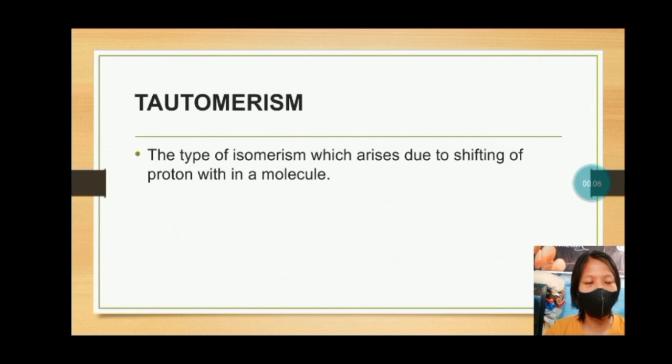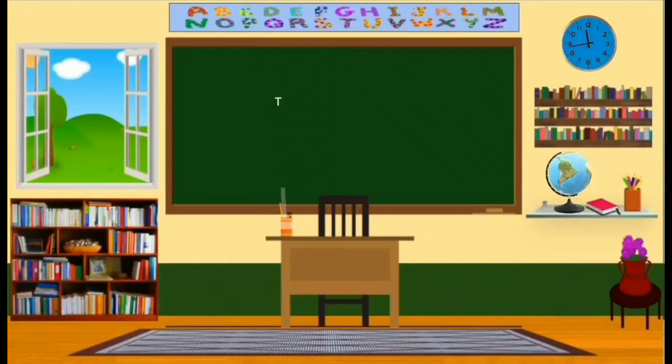Tautomerism is the type of isomerism which arises due to shifting of a proton within a molecule.